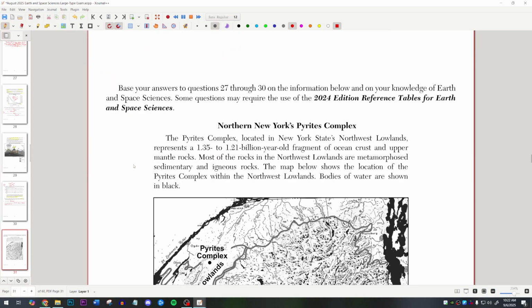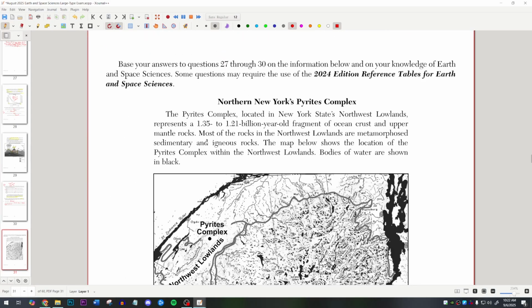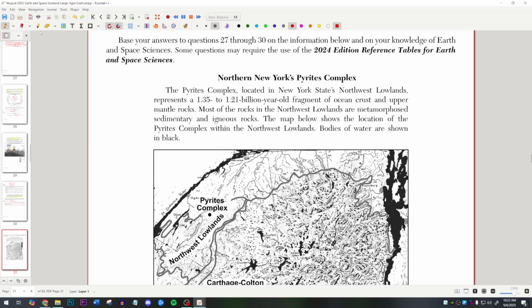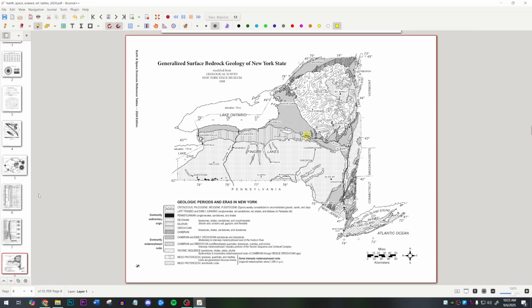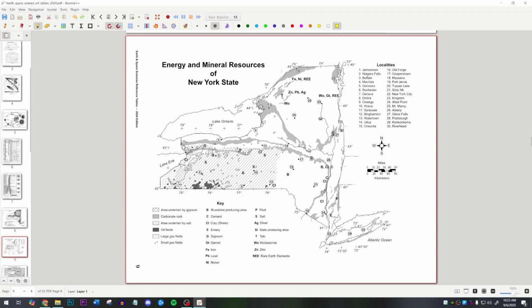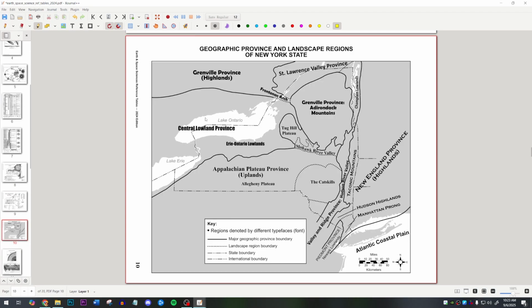Not bad. All right, we're on to the next cluster, Northern New York Pyrites Complex. Let's see what this is. The Pyrites Complex, located in New York State's northwestern lowlands. Right off the bat, I'm going here. I'm like, okay, northwestern lowlands. Maybe over here? Or we're like here. That's the northwestern lowlands of New York State.